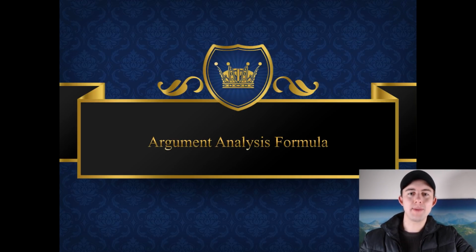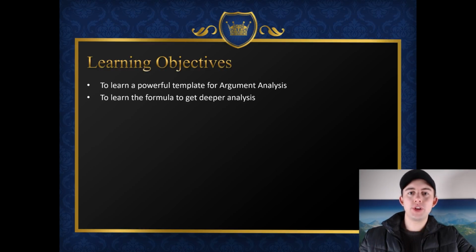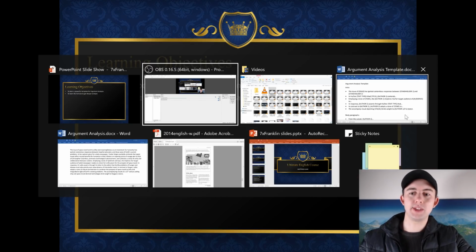Today we're talking about argument analysis, section C of your exam, and we're going to give you the formula that if you apply it should get you an A+ on this section. So the learning objectives for today are to learn a powerful template for argument analysis, section C, and to learn a formula that's going to help you get that depth of analysis required for an A+. So let's get straight into the template itself.